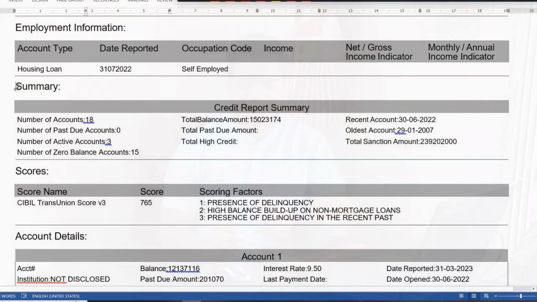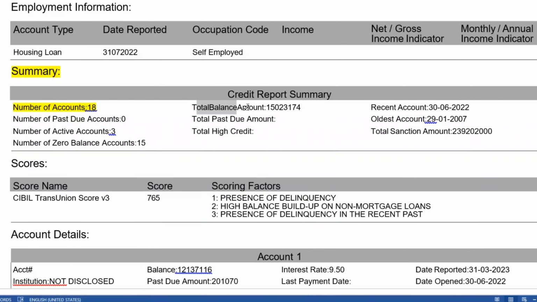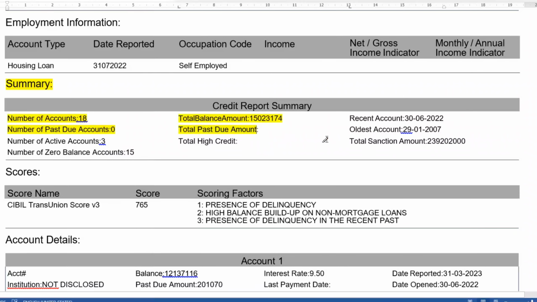Now moving on to the summary. Actually, this is the index of the summary. On the basis of this summary, you get an overall idea of what the status of your borrower is. Here you find the number of accounts, outstanding amount, past due balance, past due amount, and total sanction amount. But being a prudent banker, can you take a decision only on the basis of something?